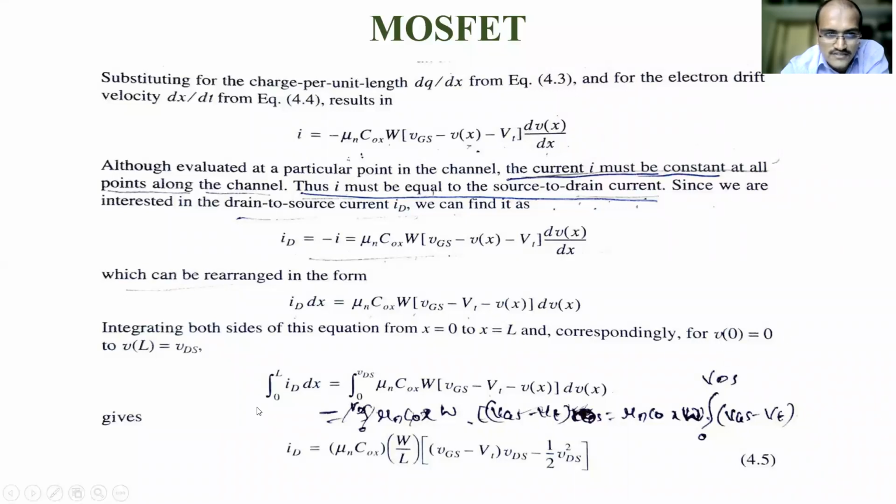For V of 0, it is 0. And for V of L, it is VDS. 0 to VDS, the voltage is changing. And x is changing from 0 to L. That's why 0 to L, ID dx. And here 0 to VDS we will apply.